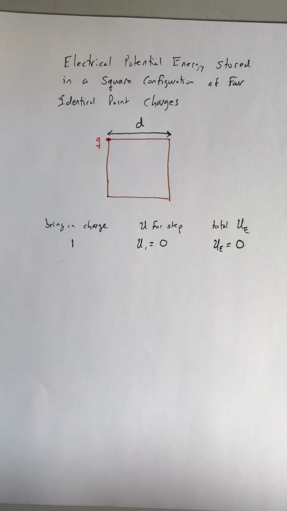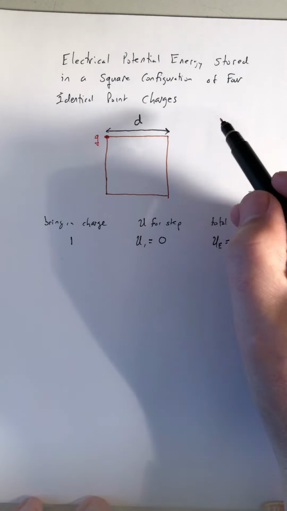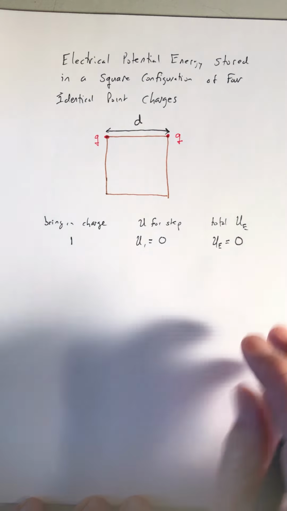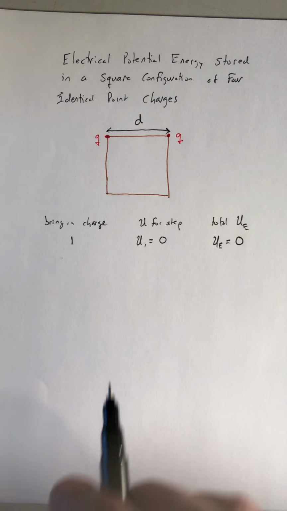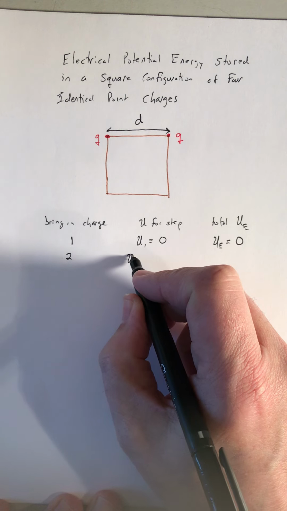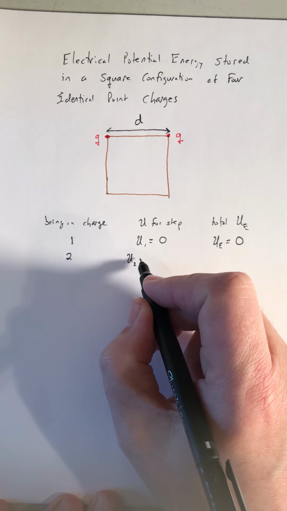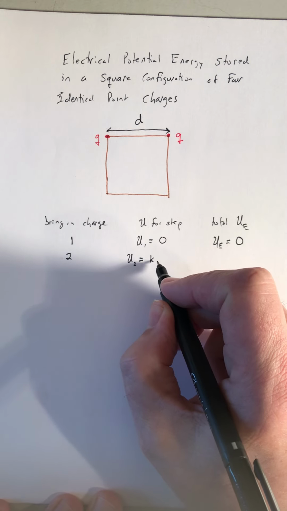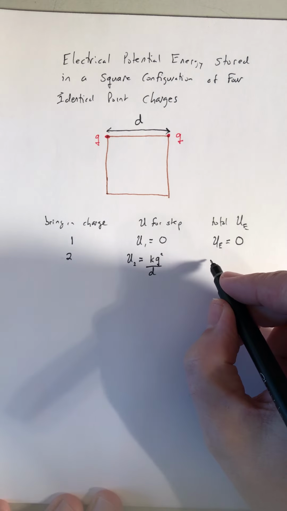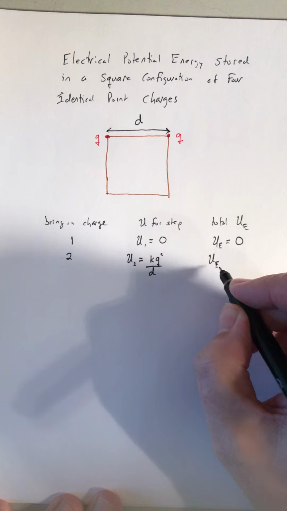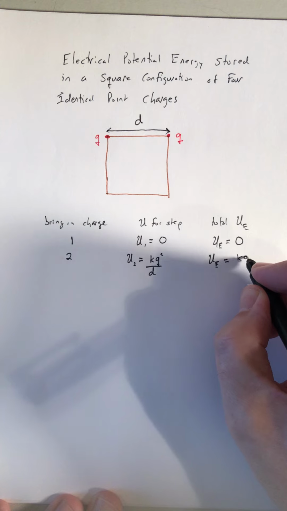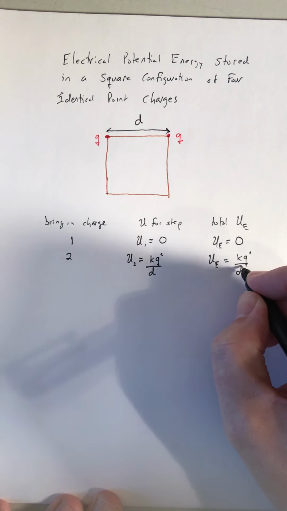Okay. I bring in a second charge from infinity, so it sits there, a distance d away. So now we have a pair of charges. The electrical potential energy is going to be kq squared over d for that step, and that's how much electrical potential energy we have in total so far. kq squared over d.